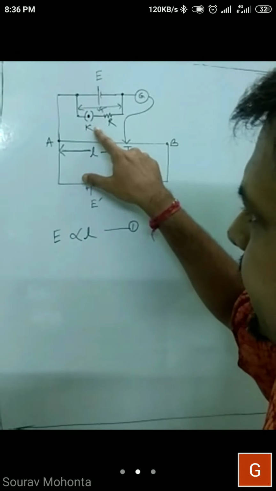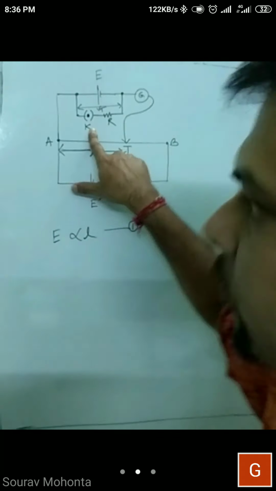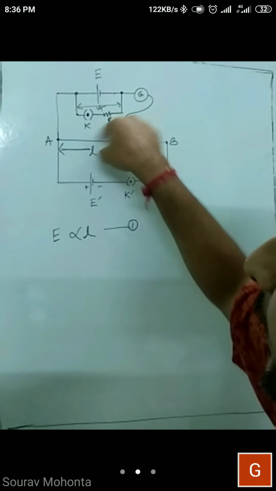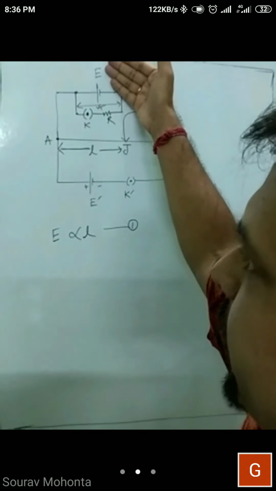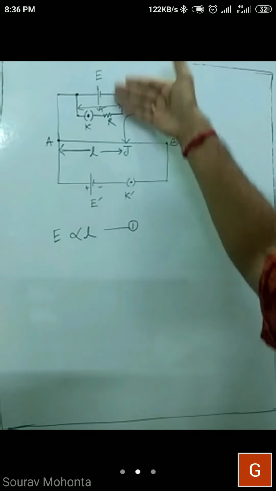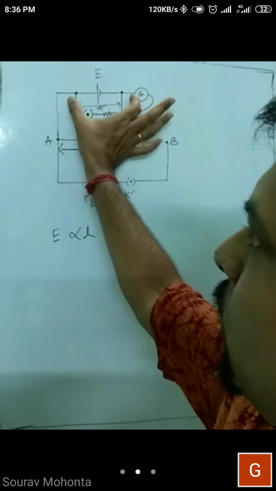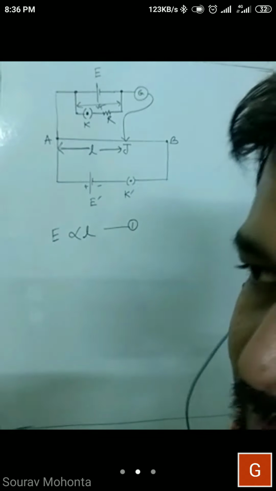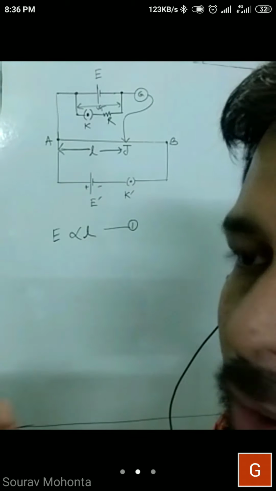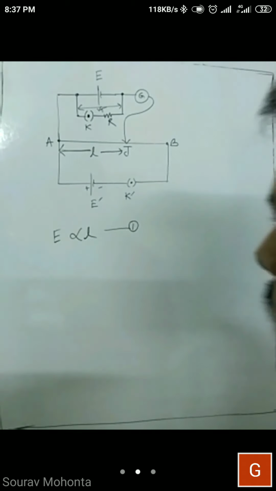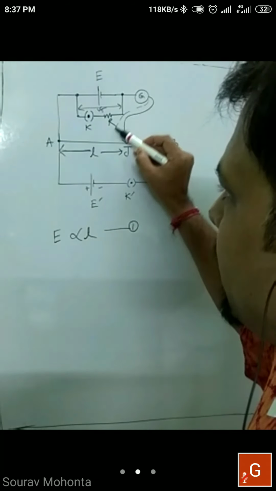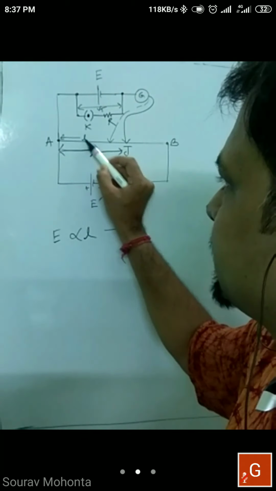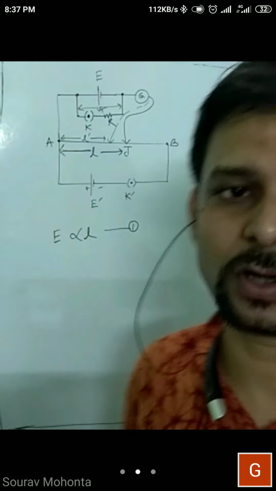So when this key is closed, a current will flow through this circuit, and there is a potential difference across this external resistor. Now the voltage across the cell is the terminal voltage, it is no longer the EMF. Due to the terminal voltage, the null point length will be reduced, suppose to L dash.